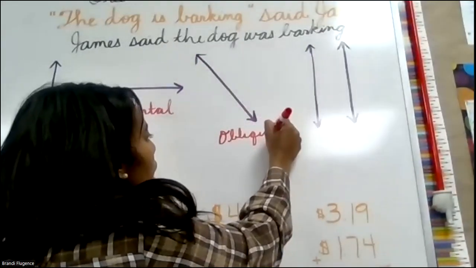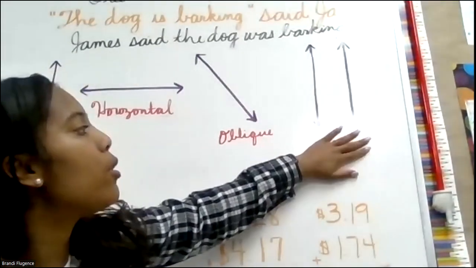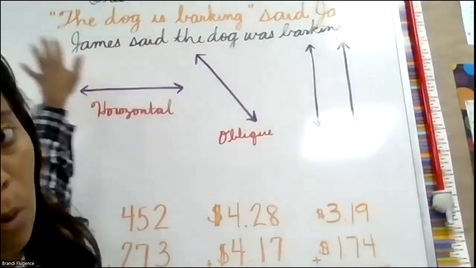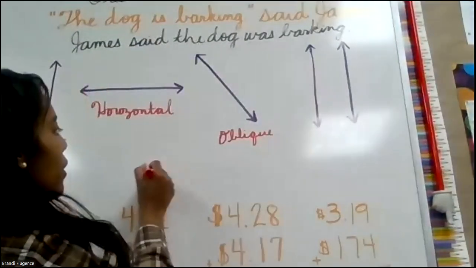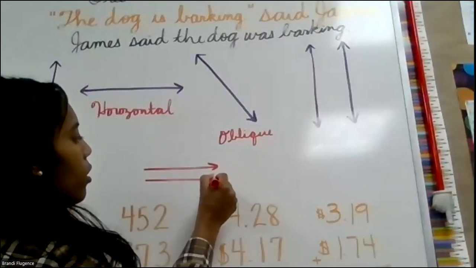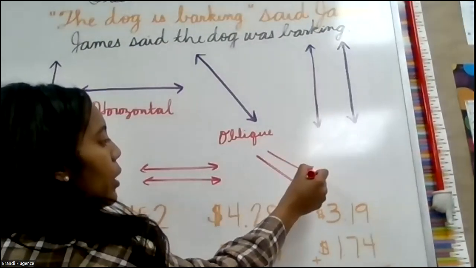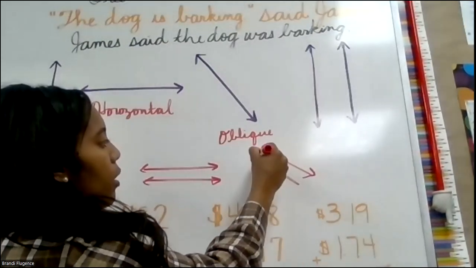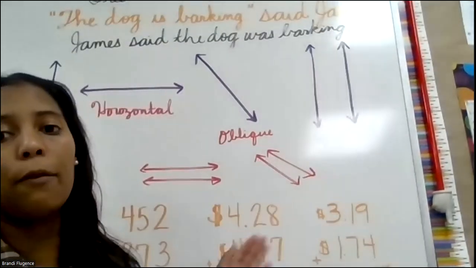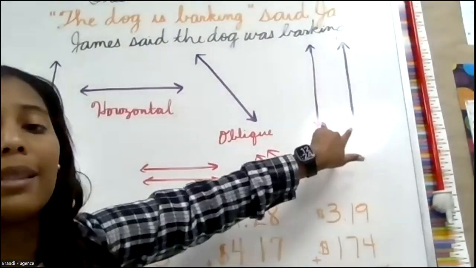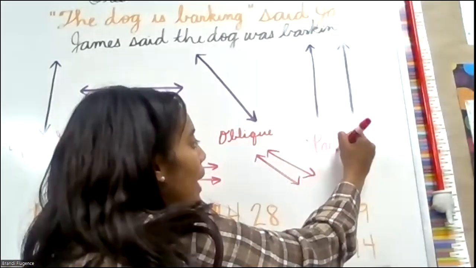So we have another set of lines, and they are a little different because there are two lines, and the two lines can go all three ways. I can have them vertical, I can have the two lines horizontal, and I can have the lines oblique. The thing that makes these different is that they are two lines at one time, and those are called parallel lines.